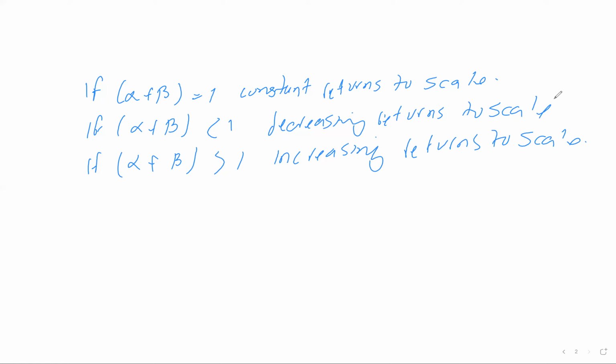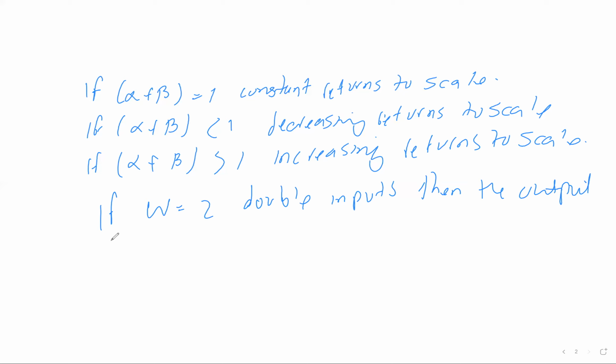Now, the question asks, what if we double the inputs? What happens? If W is equal to 2, which means we double inputs, then obviously the output will increase by 2 to the power of alpha plus beta. So that's your answer for part A.